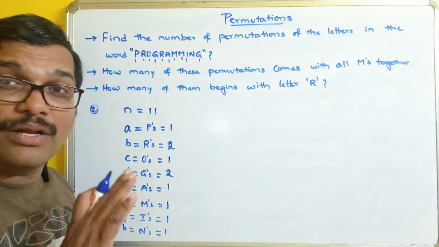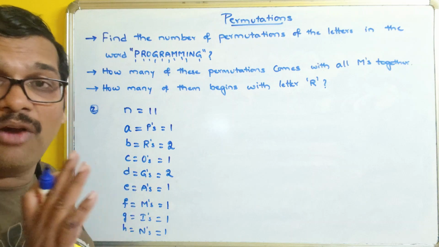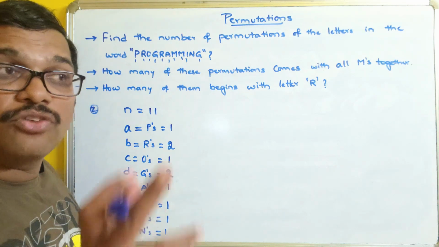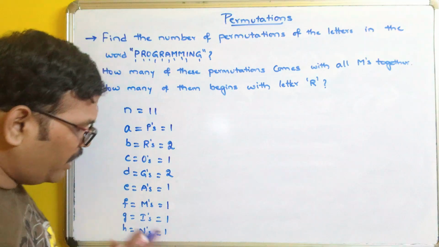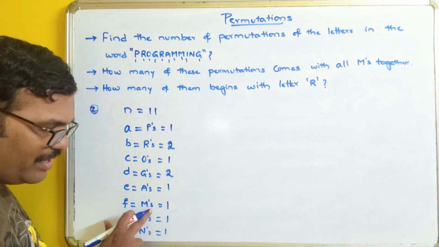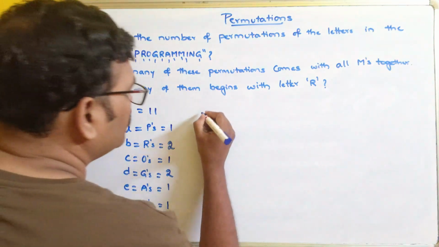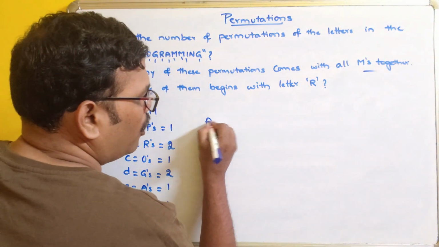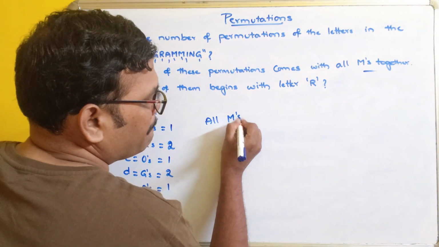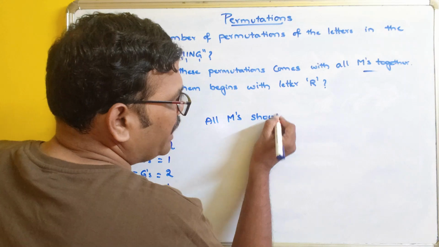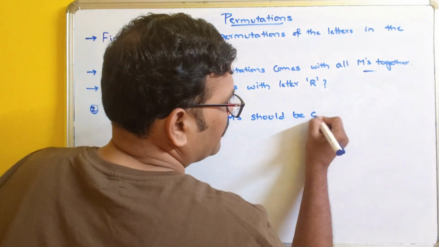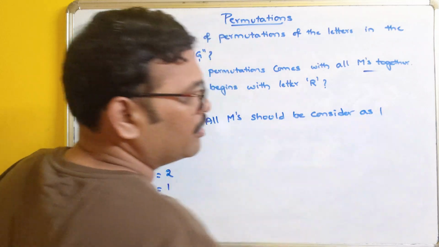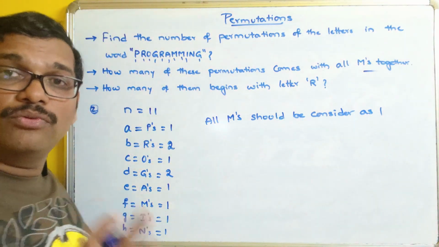So whatever the count may be, the word may have 2 m's or 3 m's or 4 m's, whatever it may be, all should come together. That's why we have to consider all m's as 1. So for the second one, all m's should be considered as 1, irrespective of the count of m's.